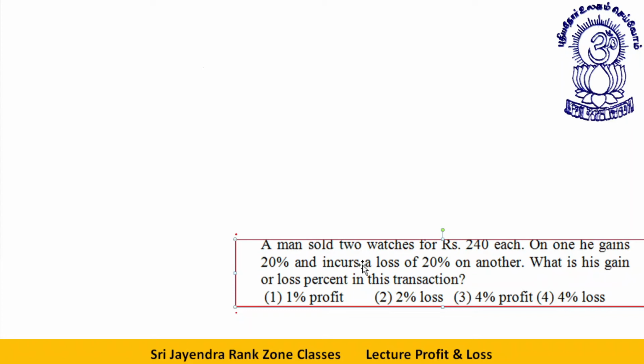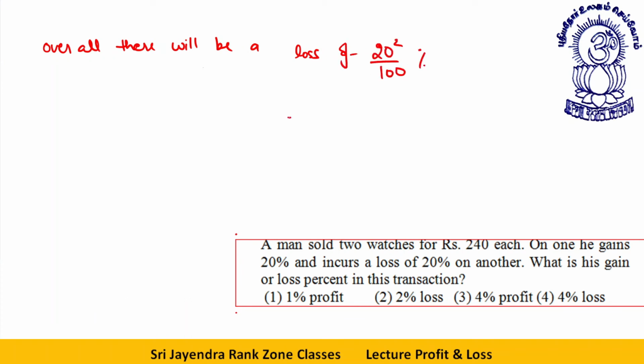A man sold two watches for rupees 240 each. On one, he gains 20% and incurs a loss of 20% on the other. What is his gain or loss percent in the transaction? See, students, overall there will be a loss, as explained to you a few minutes back. What will be the loss? There will be a loss of 20 square by 100, this much percent. 4% loss. I'm sure you must have got this.